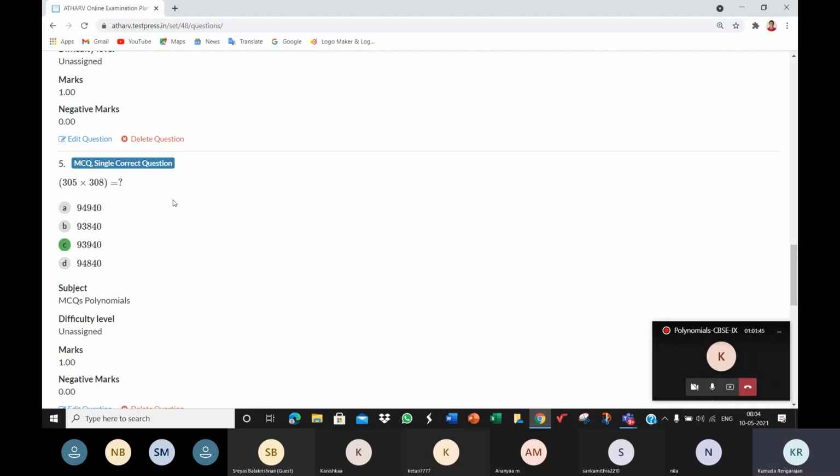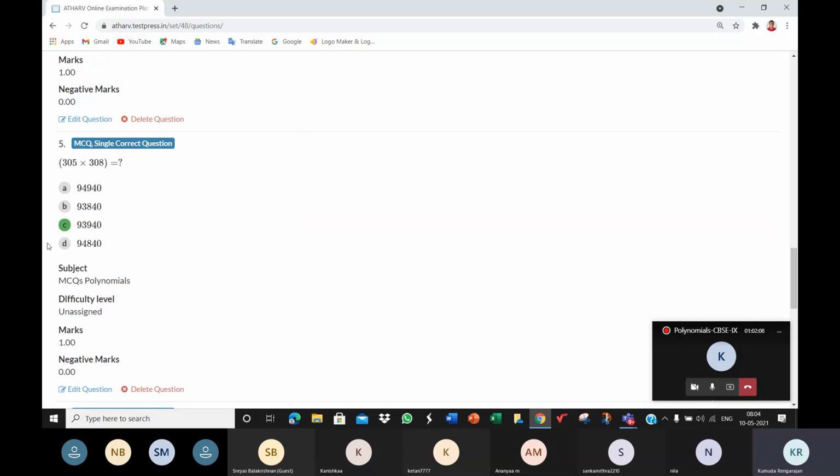So what is x plus a into x plus b? Ma'am, x squared plus a plus b of x plus ab. Yeah, so x plus a into x plus b is equal to x squared plus a plus b of x plus ab. So what will be x there? What's the value of x? 300, ma'am. And a is 5, and b is 8.